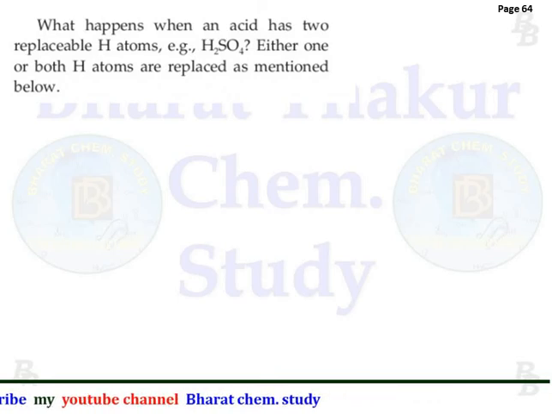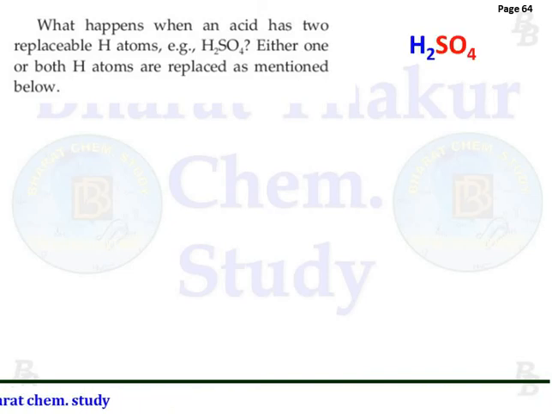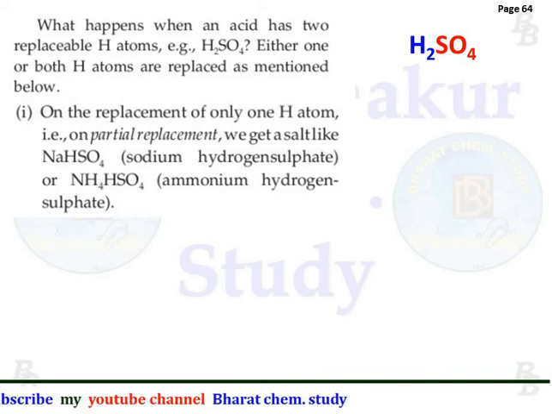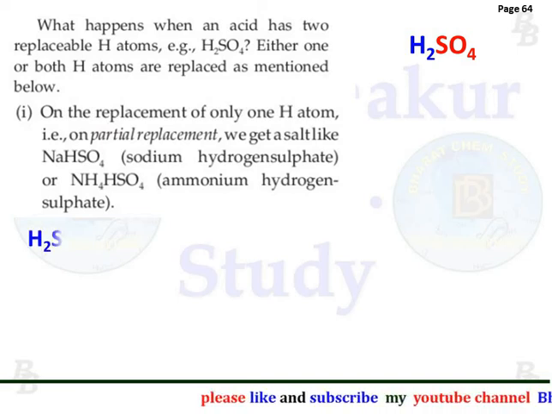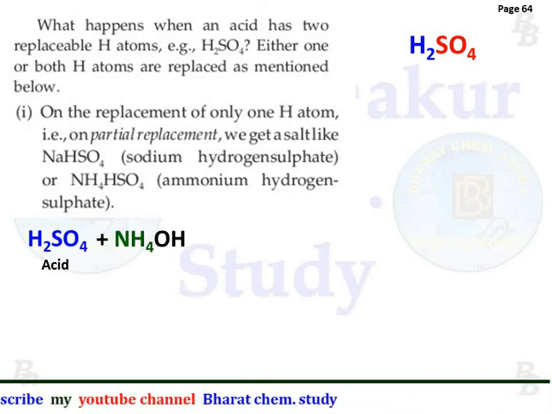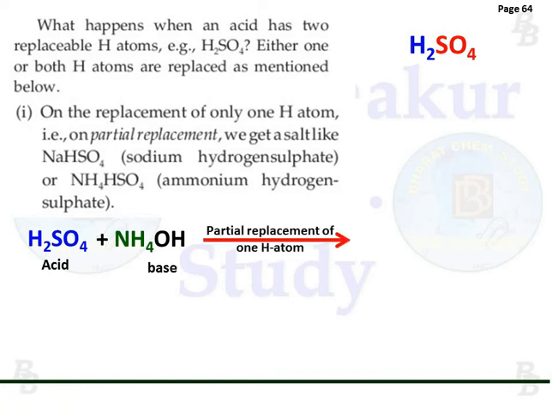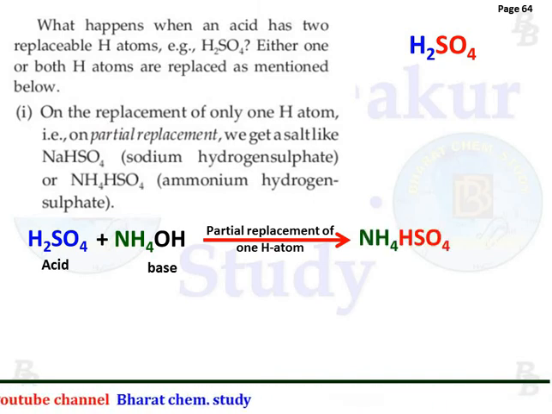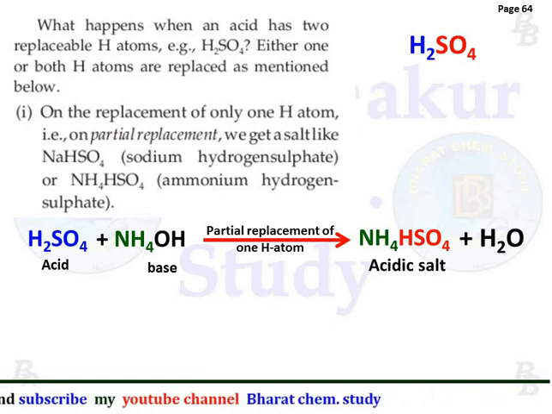Now let's understand another example in which an acid contains two replaceable hydrogen atoms. So here we have taken sulfuric acid H2SO4 which contains two replaceable hydrogen atoms. So on replacement of only one hydrogen atom, that means partial replacement, we get a salt which still contains a replaceable hydrogen atom of the acid. Therefore, it is called an acidic salt. So when sulfuric acid reacts with ammonium hydroxide and gives only one hydrogen atom, that is partial replacement, then it will form NH4HSO4 plus water.